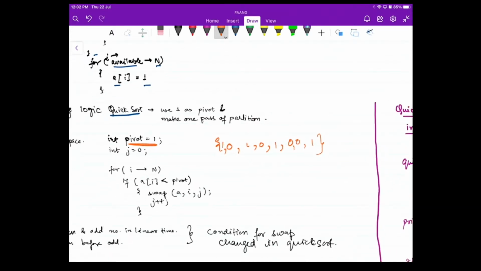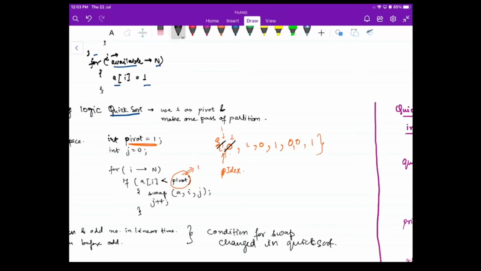So we have taken the pivot value as 1. Now we will be iterating through the whole array, and this is the index j, or the pivot index that we used. If any value in the array is less than the pivot value, then we will be swapping it. First I came to the 0th position, the value is equal to the pivot, no changes. Here the value is less than, so we will be swapping these two.